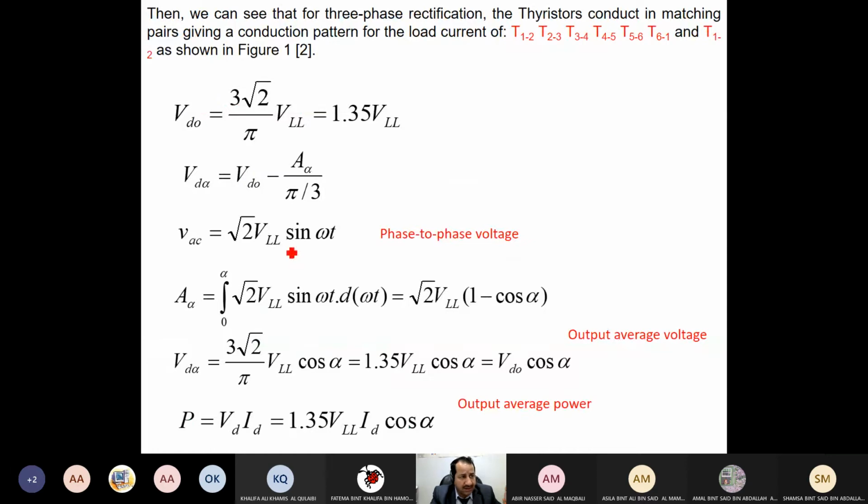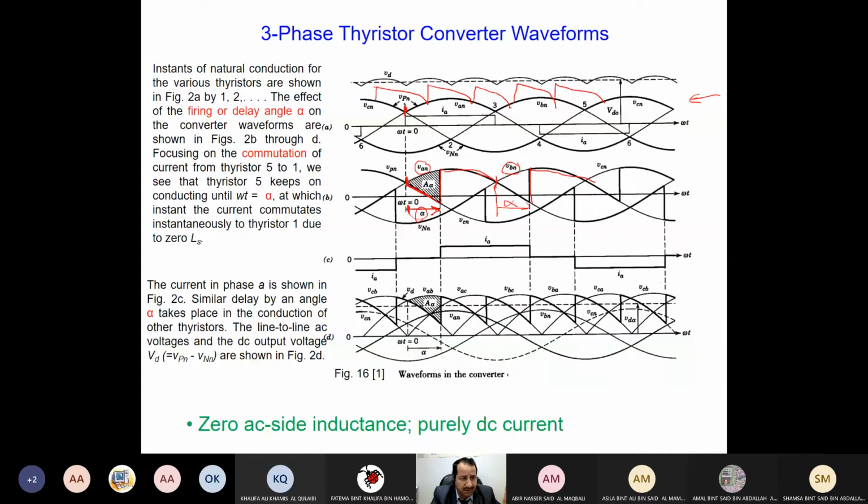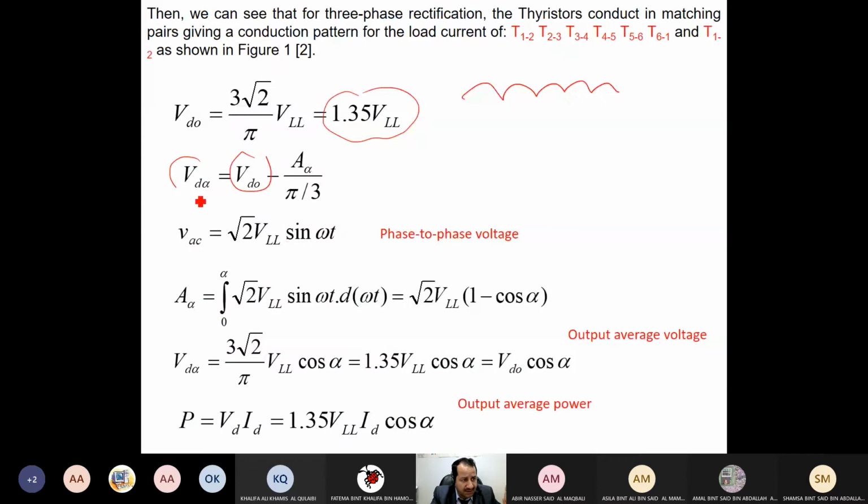Now in the diode circuit, you remember we derived a formula which says 1.35 V line-to-line, which represents these 6 pulses. Now in this situation, we lose part, this shaded part, because of alpha. So this is VD alpha, the same as the ideal minus the dropped part. It happens every 60 degrees. Now VAC, which means VA minus VC, we found in the previous session to be V line-to-line square root with maximum, sine omega t. This is phase to phase.